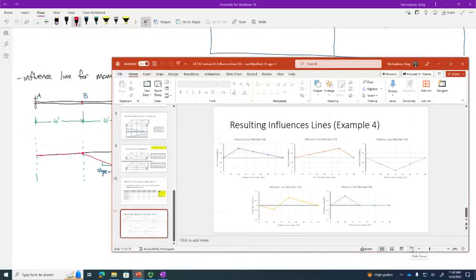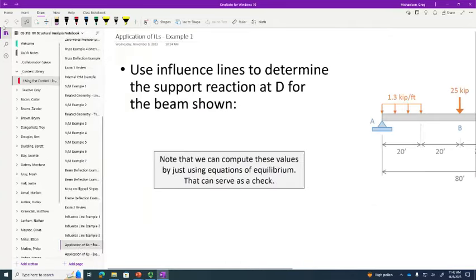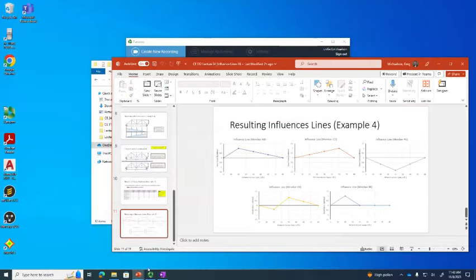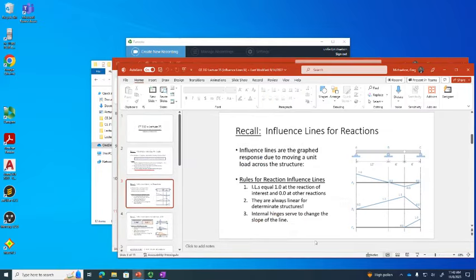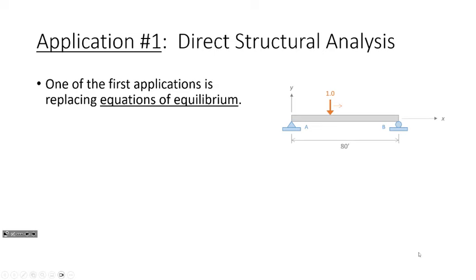We got a little bit of time, and I kind of want to delve into the next lecture a little bit because I think you're going to find some really cool stuff with this. So this next lecture is about applying influence lines. What I mean by that is we've got this nice pretty picture of an influence line. What do we do with it?